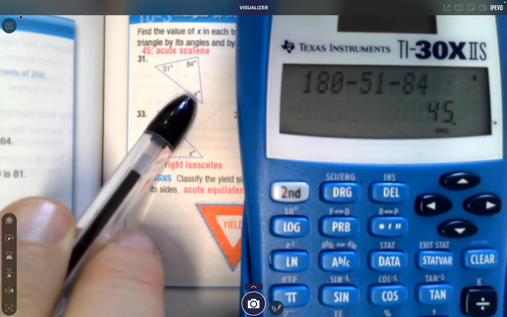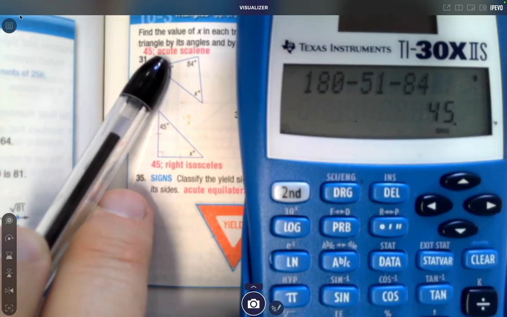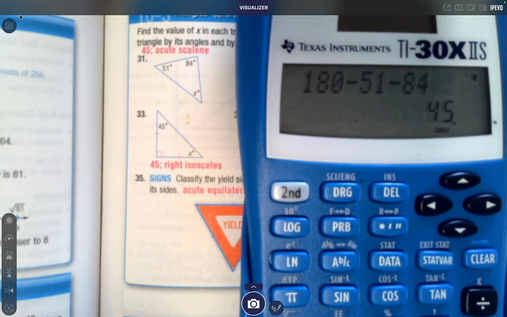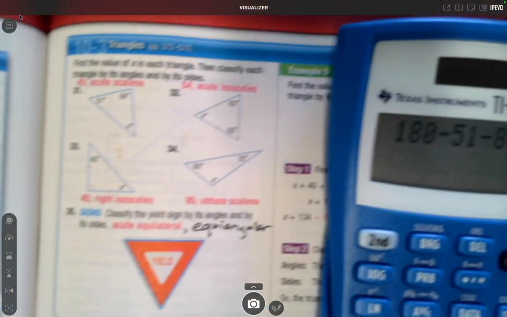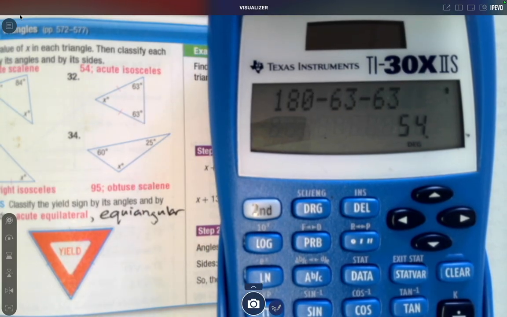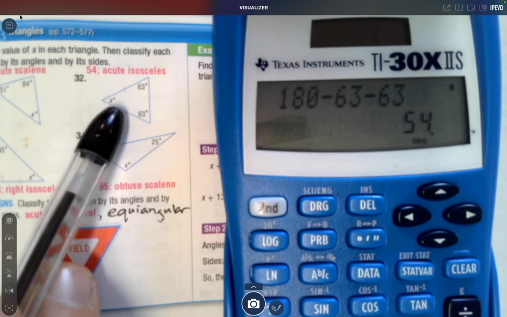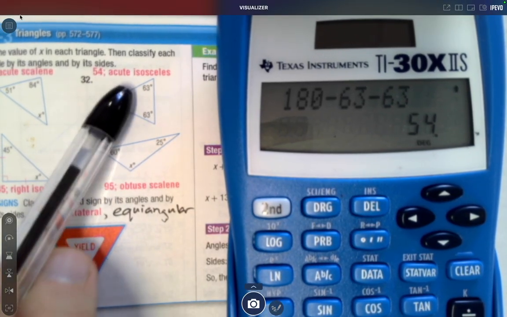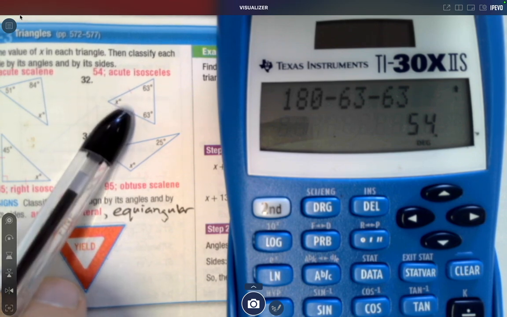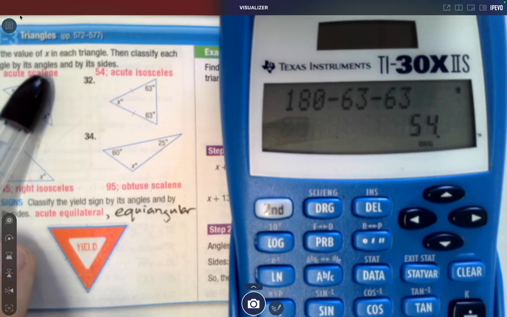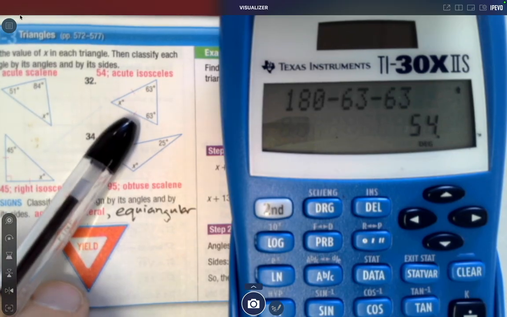and that gives me the measure of the angle we don't know, 45. So all three of those angles are less than 90. That makes it acute. None of the sides are marked as congruent, so it's scalene. 32, same process. We'll do 180 minus the two they tell us, which are 63 and 63. So the missing angle is 54 degrees. All of them are less than 90, so it's acute. You can see those two red marks, so two sides are marked as congruent. That means it's isosceles. So when no sides are congruent, it's scalene. When two sides are congruent, it's isosceles.